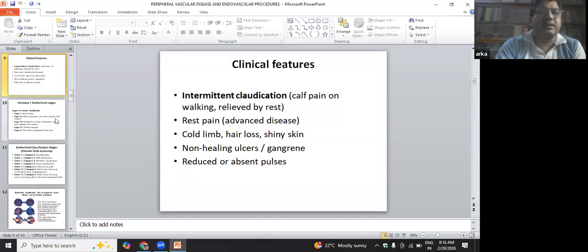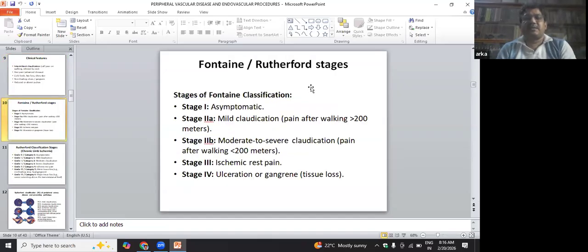There are two classifications: Fontaine's and Rutherford stages. The Fontaine classification was initially stages 1, 2, 3, and 4. Nowadays it has been subdivided, and stage 2 is split into 2A and 2B. Stage 1 is asymptomatic. In stage 2A, mild claudication, pain comes after walking more than 200 meters. In stage 2B, moderate to severe claudication, pain comes after walking less than 200 meters. Stage 3 is ischemic rest pain, and stage 4 is ulceration or gangrene.